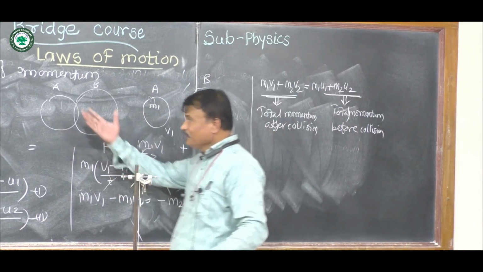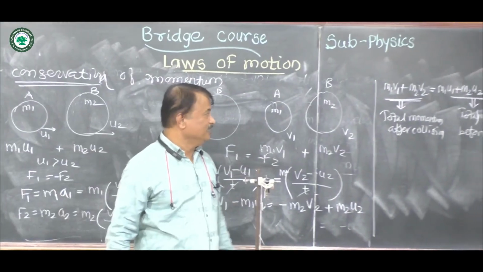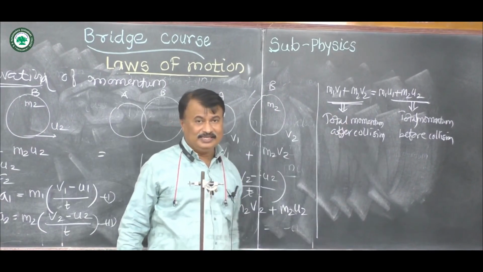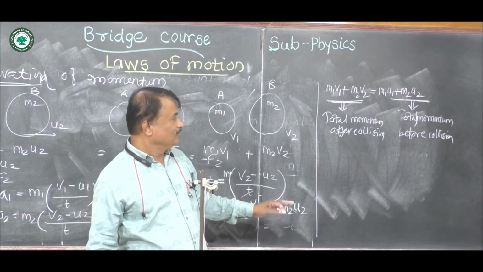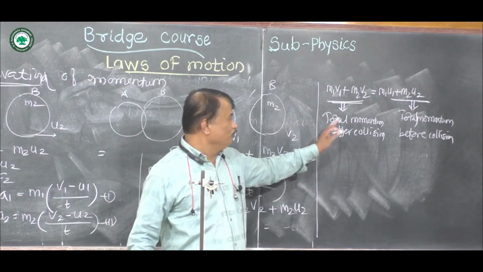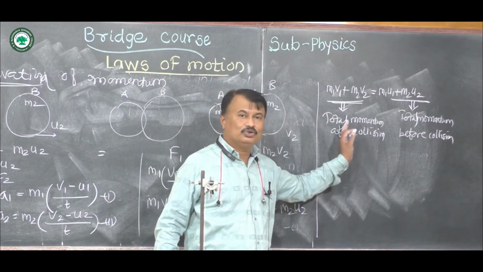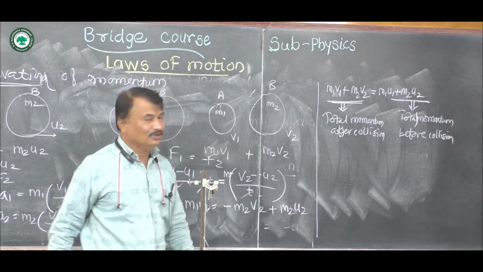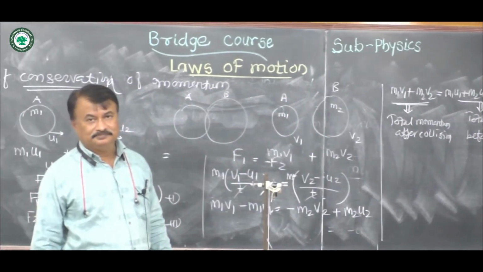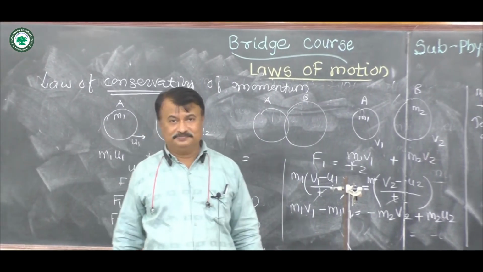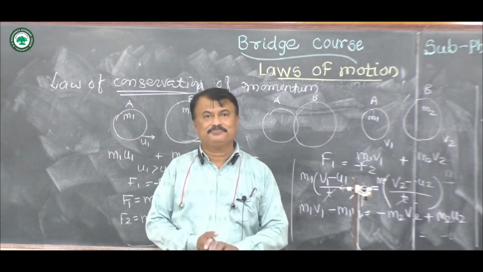In this way, we prove the law of conservation of momentum. If no external force is acting on the body, then linear momentum remains constant. Means total momentum before collision is equal to total momentum after collision. So this is the proof of law of conservation of momentum. So in this way we study the laws of motion. I think everybody understood this.